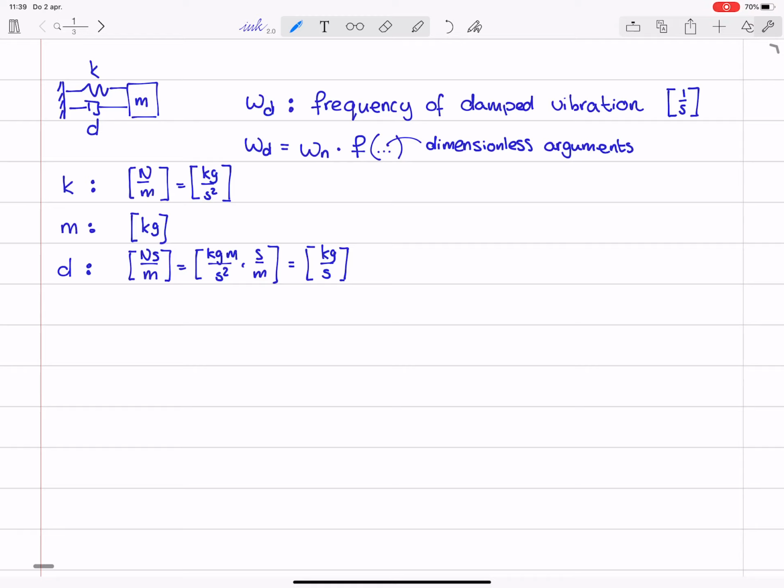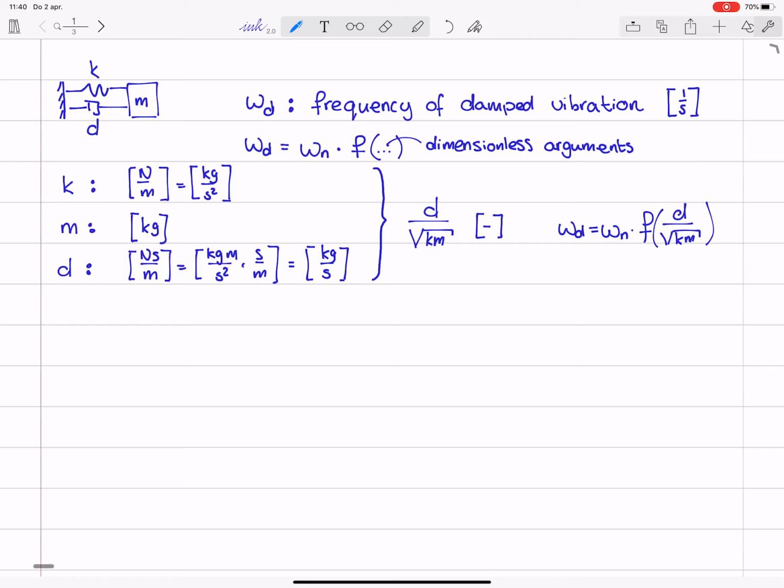Now, if you study this properly, you will find out that the only way to construct something dimensionless from this is when we have d divided by the square root of k times m. This is dimensionless. All right, so that means that if damping has an influence on the frequency, it will be some function of this d divided by the square root of k and m. All right, so let me write that down to conclude. So omega d must be something with omega n times some function that we do not know yet of d divided by the square root of k times m. All right, and we will see later on if this function actually exists, what this relation is exactly.